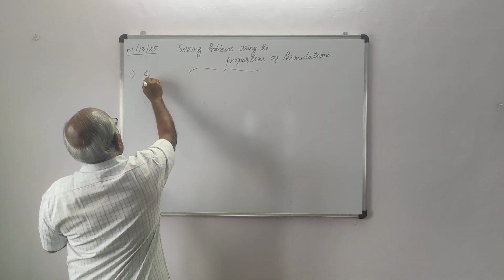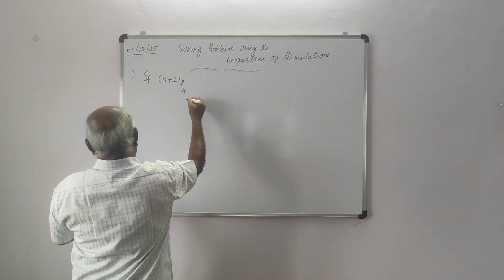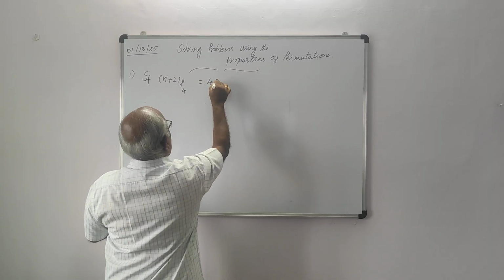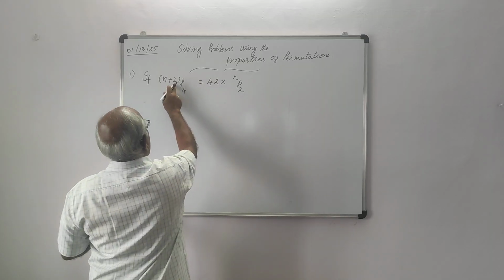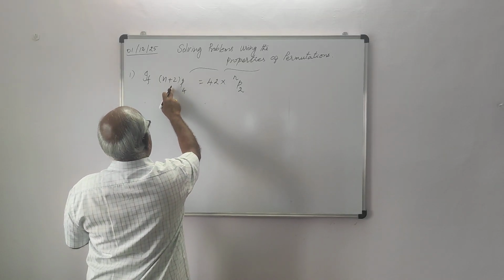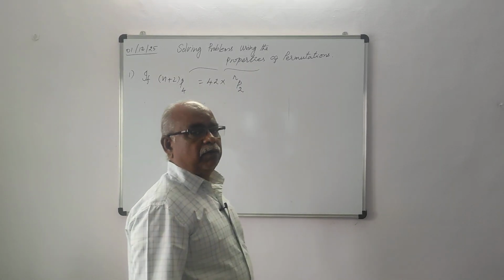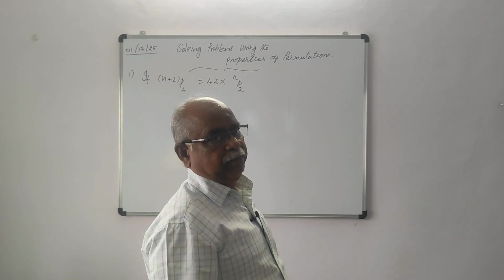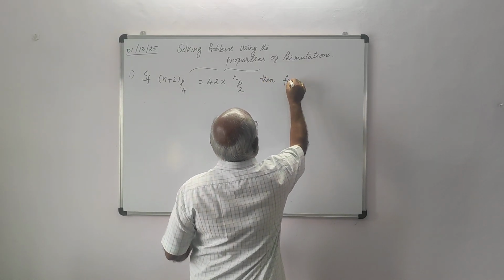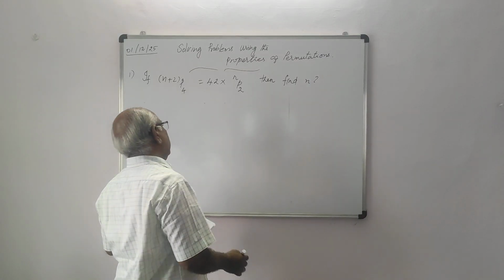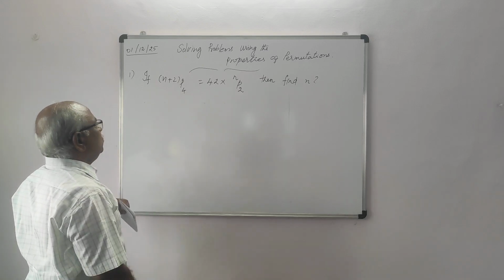If n plus 2 P4 equal to 42 into nP2, that is, n plus 2 permutations of 4 equal to 42 into n permutations of taking two things at a time, nP2, then find n. This is the problem. If n plus 2 P4 equal to 42 into nP2.